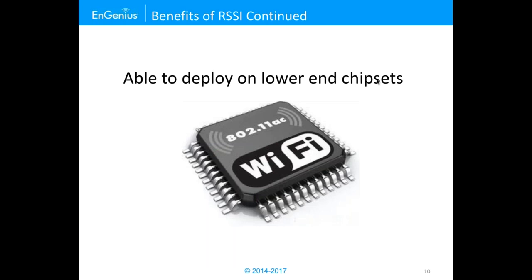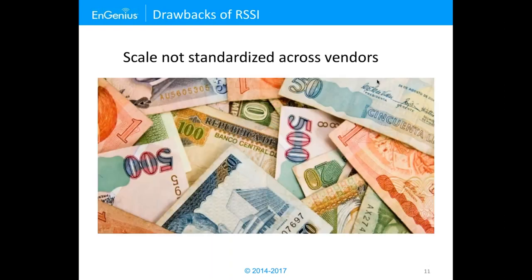You're able to deploy this on lower end chipsets because you don't have a high-end calibrated RF chipset in there. Then you're able to put it on lower end chipsets for this relatively quick measurement of, hey, what is the RF signal strength looking like to me?